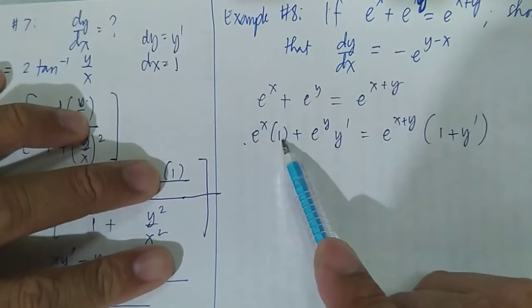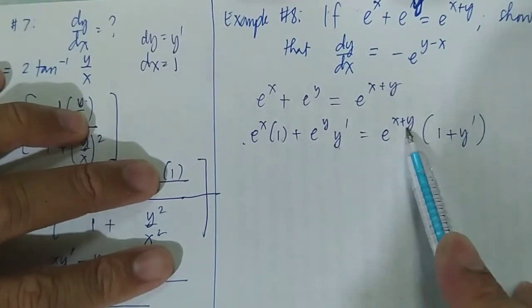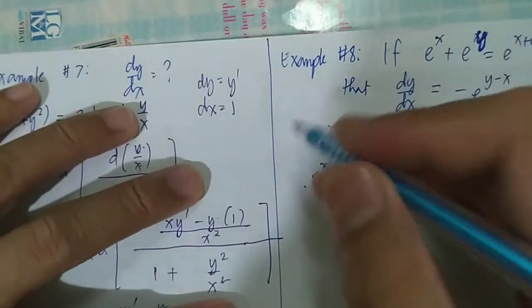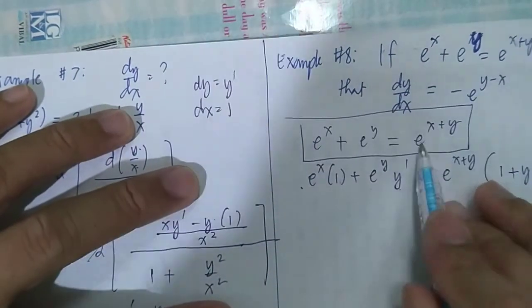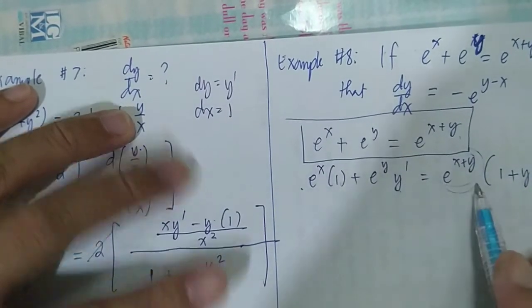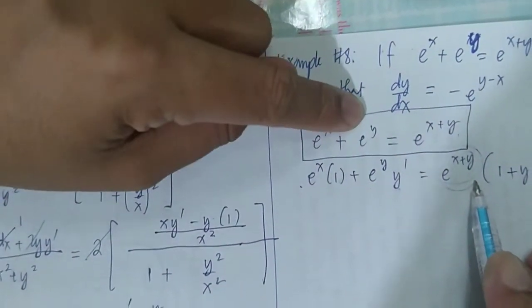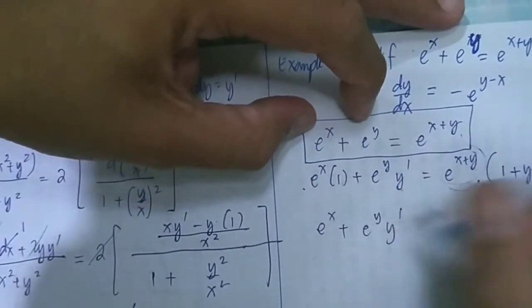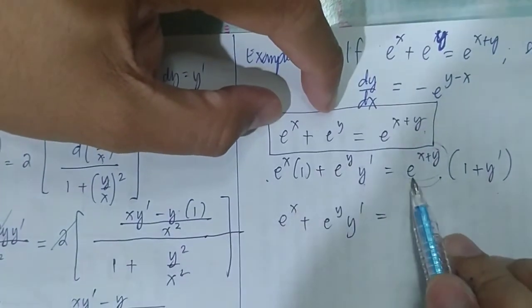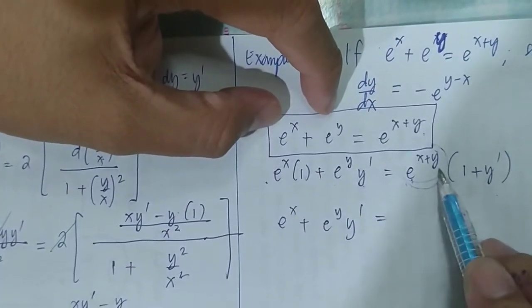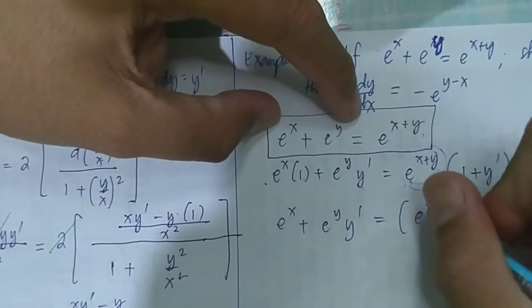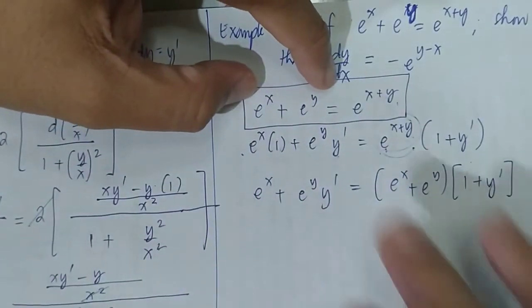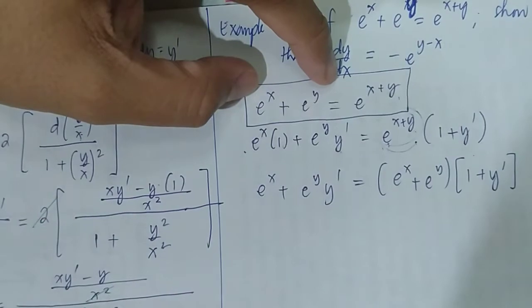That's e to the u du, e to the u times the derivative of x plus y, which is 1 plus y prime. But it is given that e to the x plus y here is e to the x plus e to the y. So I can replace that with e to the x plus e to the y. So this gives you e to the x plus e to the y prime is equal to, instead of writing e to the x plus y, I can write that as the quantity e to the x plus e to the y multiplied by 1 plus y prime, because e to the x plus y is equal to that.